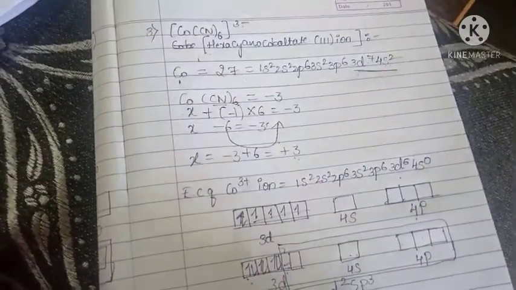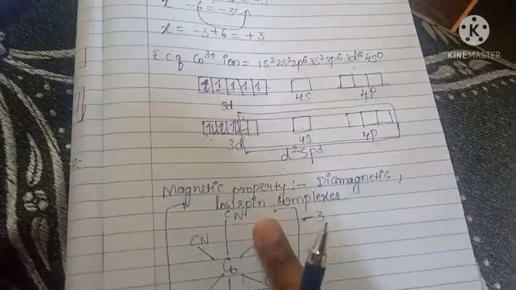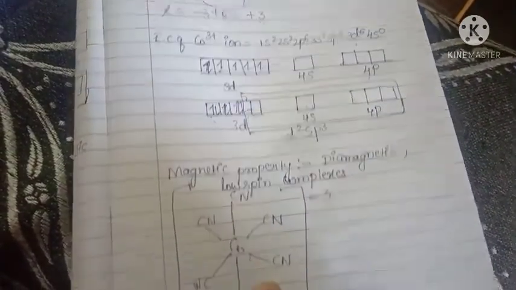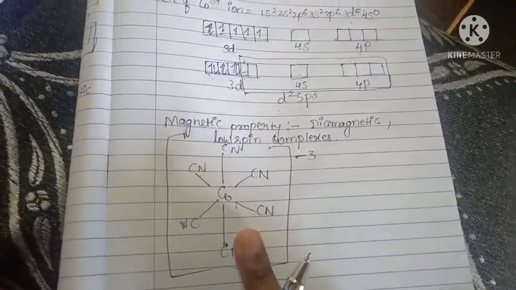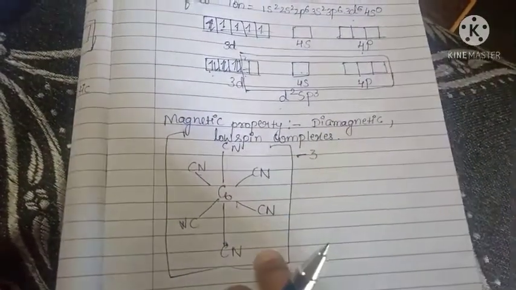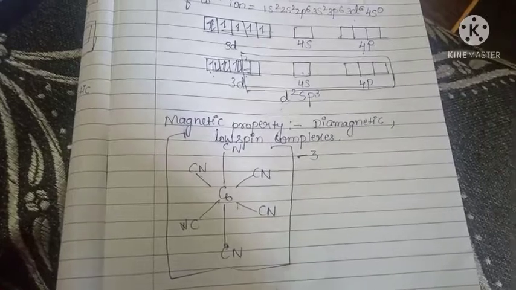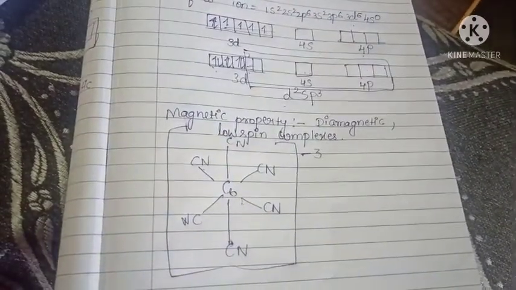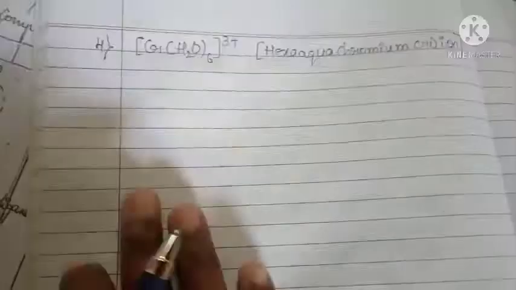We have to take the cobalt electronic configuration, and with oxidation number +3 it loses 3 electrons, and we write the electronic configuration. Here pairing up occurs because cyanide is a strong ligand, and it is diamagnetic because unpaired electrons are absent, and it is a low spin complex. Okay, this is the third example, and next we move on to the fourth example.